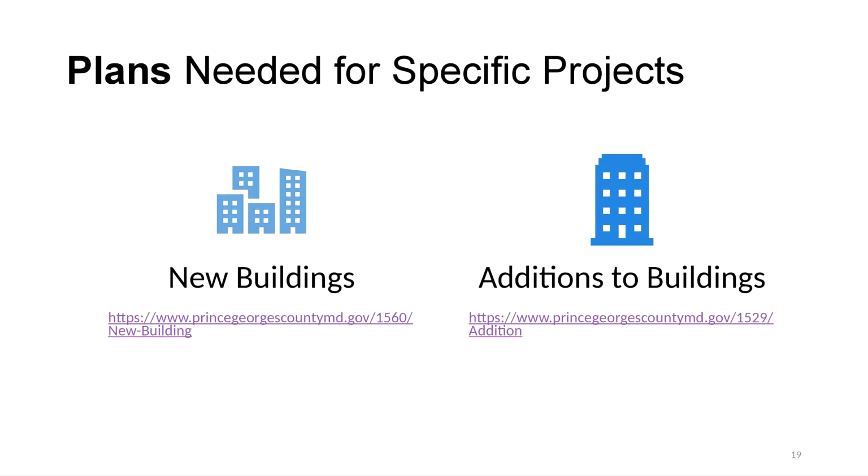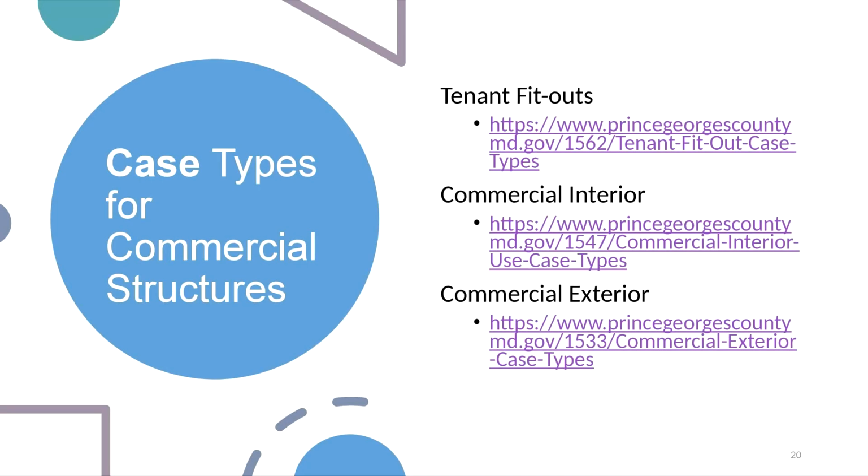There are different plans needed for specific projects. Some of these include new buildings and additions to buildings. This information is detailed on the DPIE website at the links provided. There are several case types for commercial structures. For more information on tenant fit-outs and commercial interior and exterior structures, see the links provided. These will provide you with more detail than can be provided in this presentation.